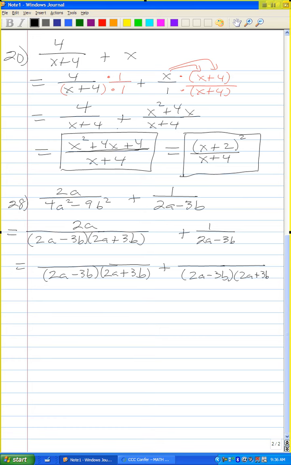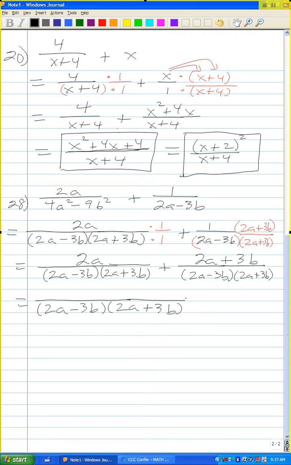So let me multiply and divide this first by 1, the second fraction by 2a plus 3b. And so you get 2a in the numerator and 2a plus 3b in the numerator. So let's add. And I have as my common denominator 2a minus 3b times 2a plus 3b. 2a plus 2a is 4a plus 3b. And I am done.